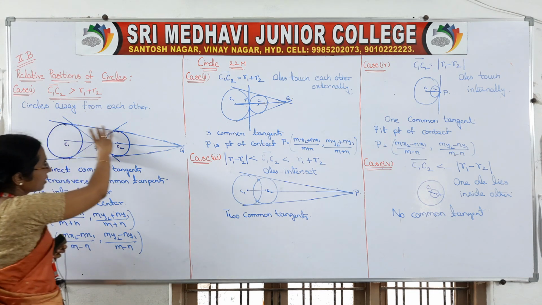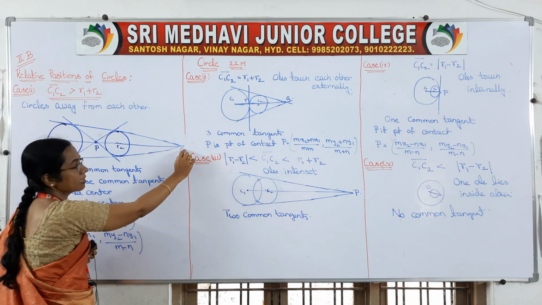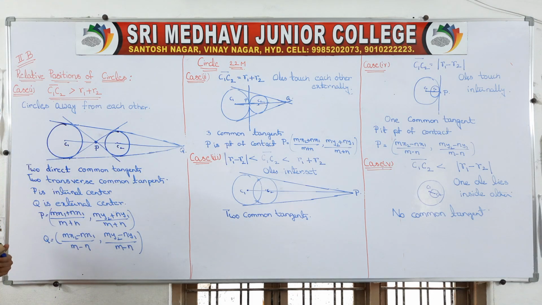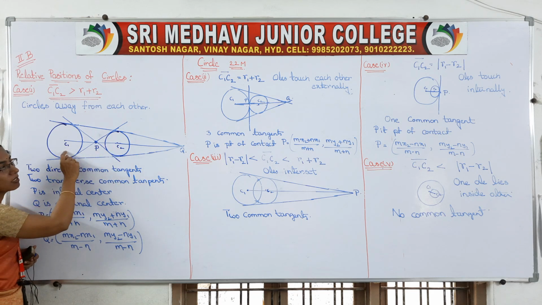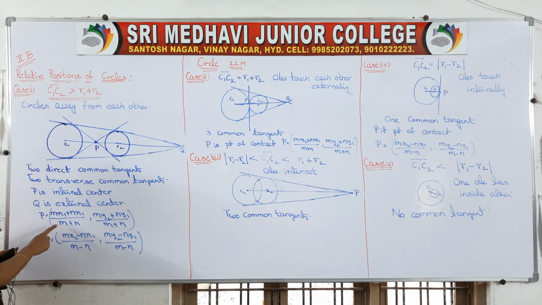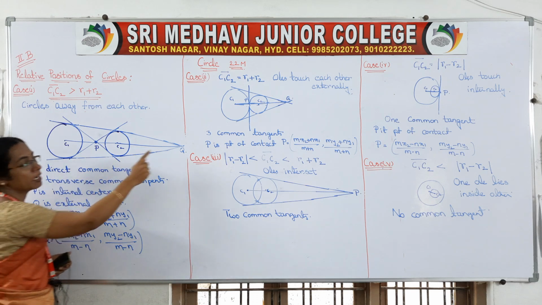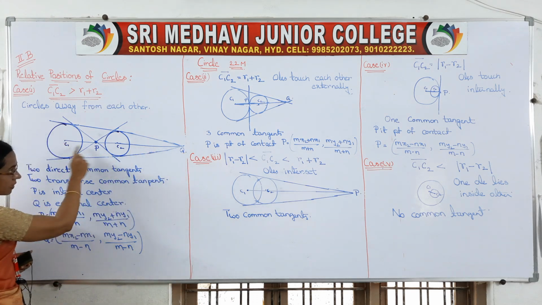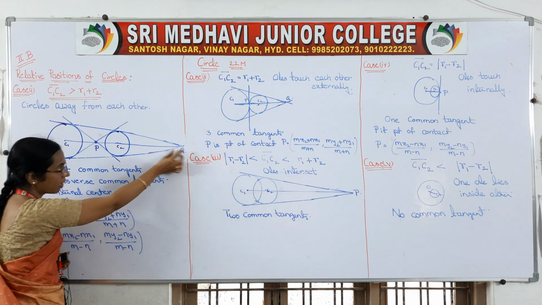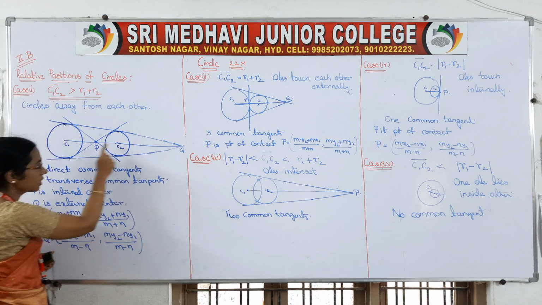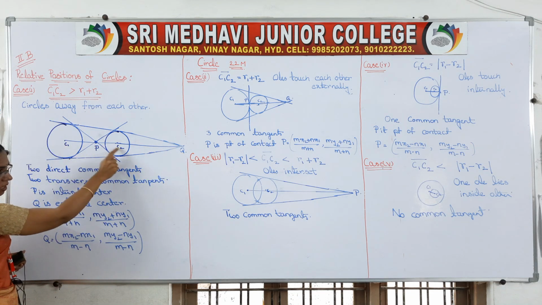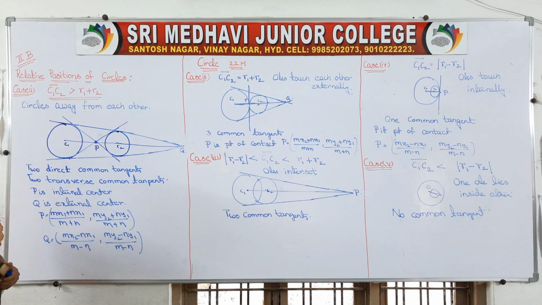The point of intersection of direct common tangents is called the external center. So the internal center P divides C1C2 internally. That's why, using the internal bisection formula, we will find the P point, and Q divides C1C2 externally. The Q point is outside of C1C2, that is the external point. The P point is inside of C1C2, that's why it is the internal point.